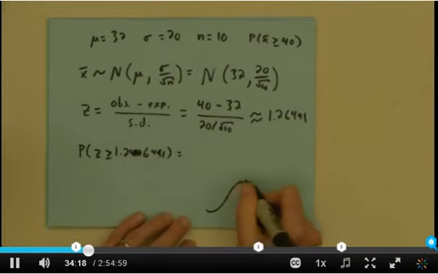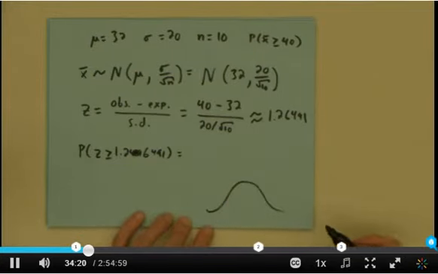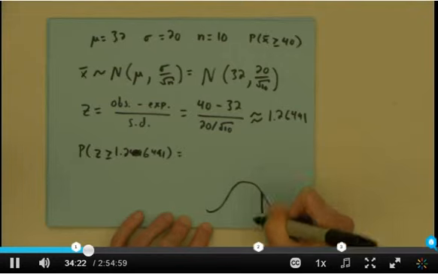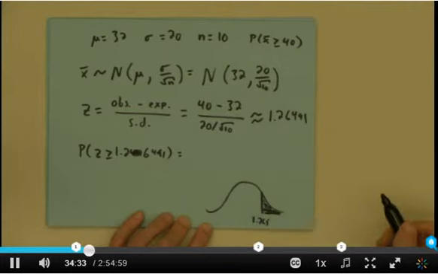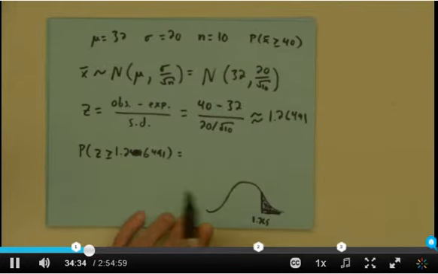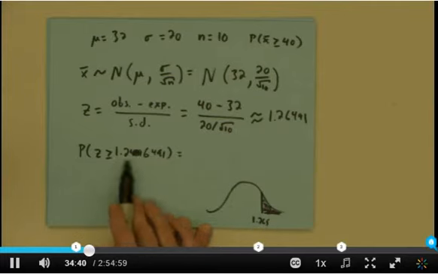Remember what I'm doing here. I'm looking at my normal distribution. I calculated this z-score of 1.26, let's say 265. And I'm trying to find this area right here. That will be the probability that I'm looking for. So I can use my preferred calculator to find the area on the right side, the right tail, for this particular z-score.